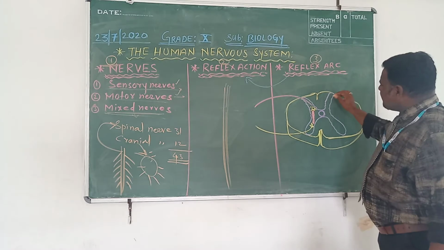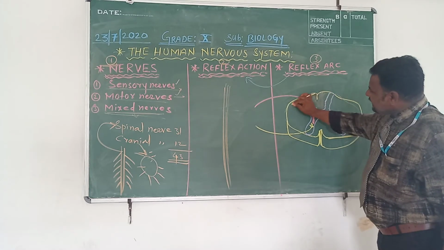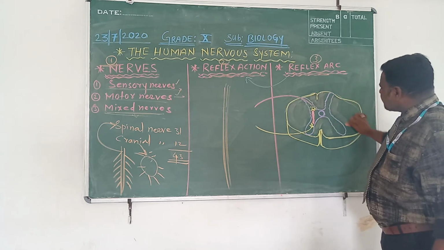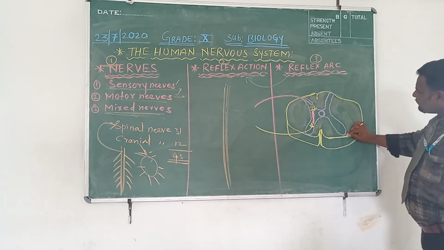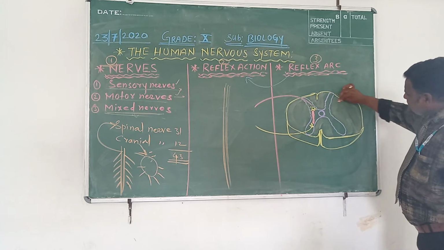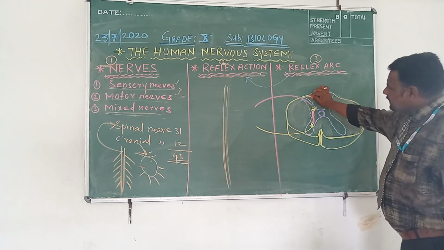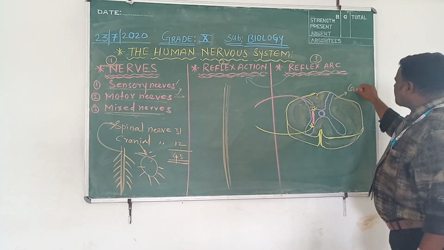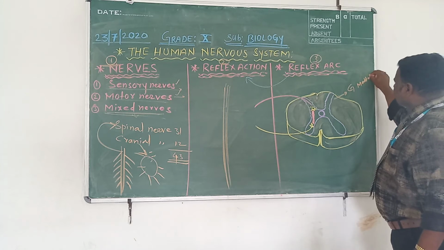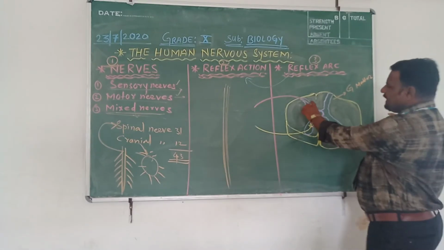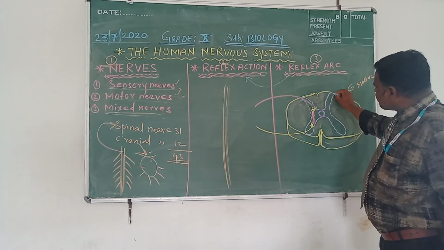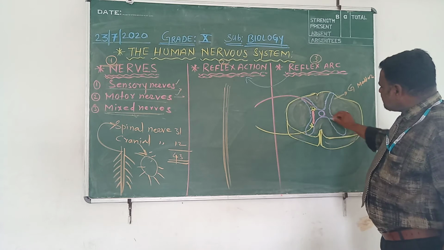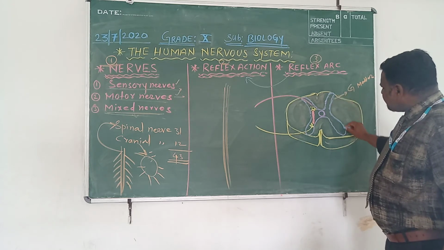Inside, we can see this entire area, the complete area is called gray matter. What is it? Gray matter. In this area, dendrites and axons of several neurons are present, so it appears to be gray matter. And you can see this, it looks like the letter H. This is the horn. The H-shaped letter is in the spine.